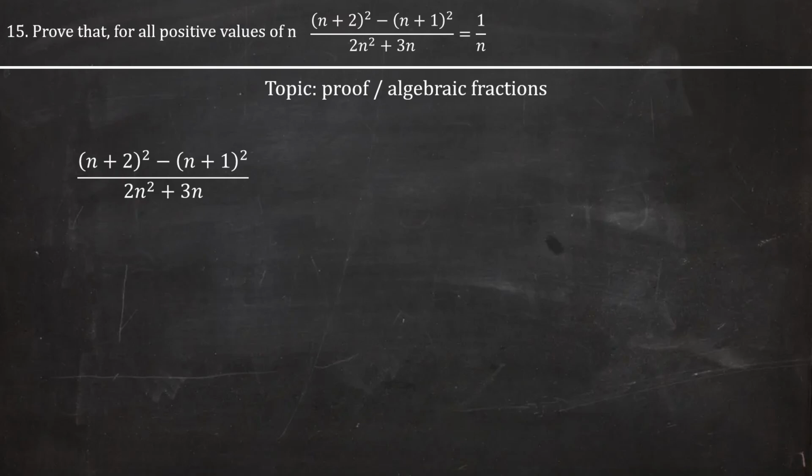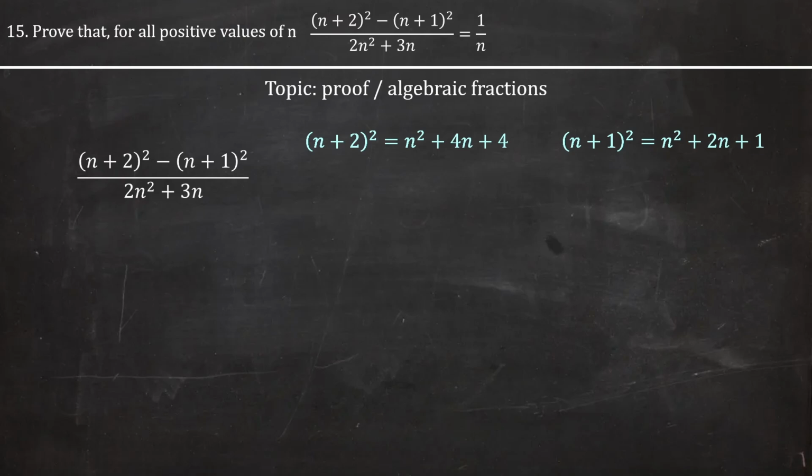First we need to expand both brackets. So first one, n plus 2 squared is going to be n squared plus 4n plus 4. I'm not going to do the legwork because we will run out of space and time. Then n plus 1 squared, the second bracket on the numerator, is going to be n squared plus 2n plus 1.